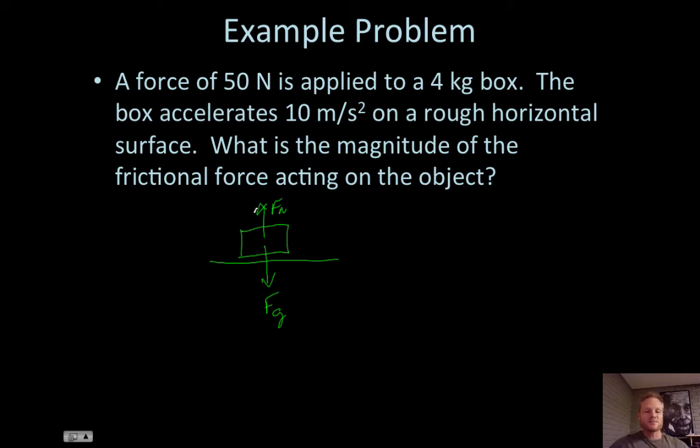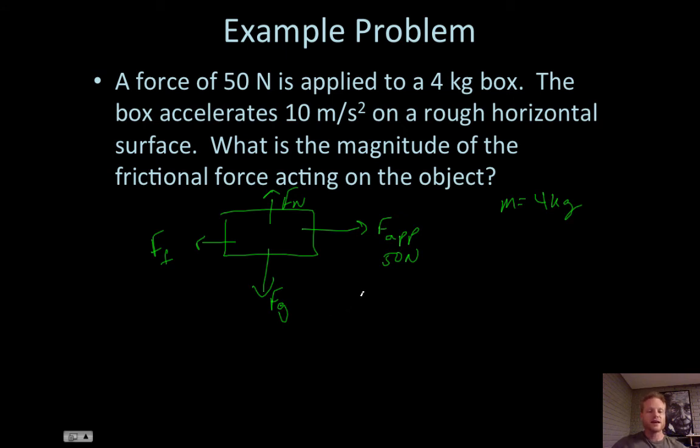Now, it does say that this box has a mass of 4 kilograms. I'm just going to write that on the side here: mass equals 4 kilograms. And there is an applied force, so F applied of 50 newtons. What is the magnitude of the frictional force acting on the object? Remember, frictional force opposes motion, so I'll draw that over here. We'll draw big F, frictional force, opposing this motion.